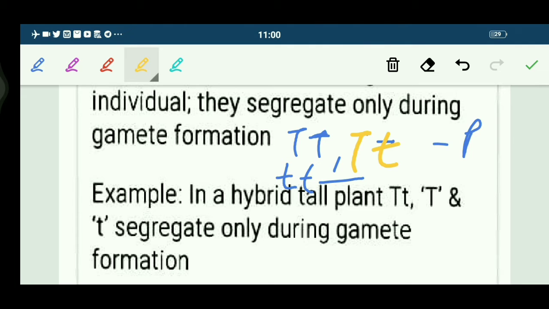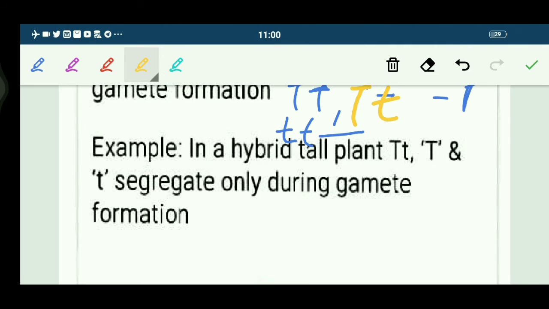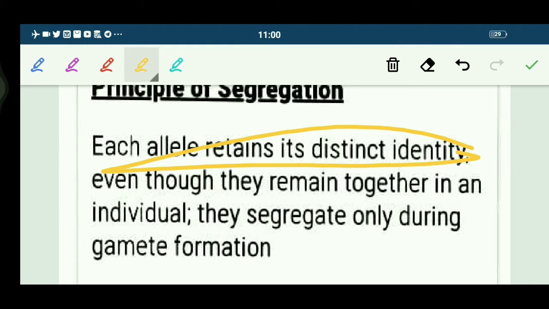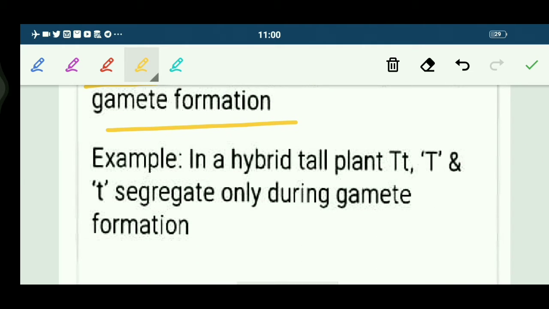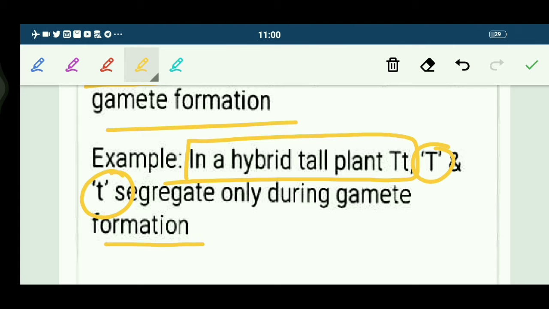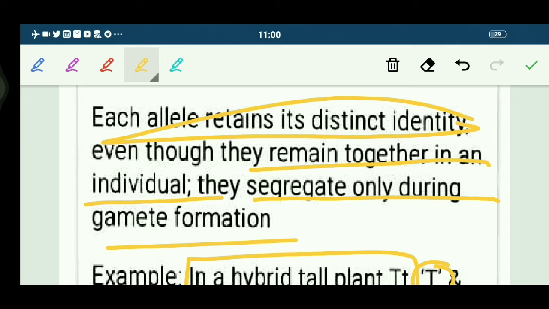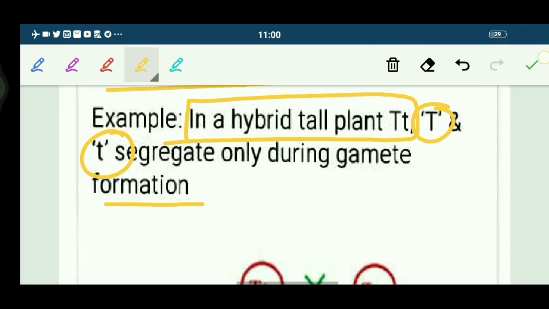So during gamete formation, the alleles of a pair segregate from each other. You can see here, the alleles retain their distinct identity. Even though they remain together in an individual, they segregate only during gamete formation. Like you can see in a hybrid tall plant, capital T small t, capital T and small t segregate only during gamete formation. Fine. This is what they mean to say: alleles retain their distinct identity when they are together, but they segregate during gamete formation.